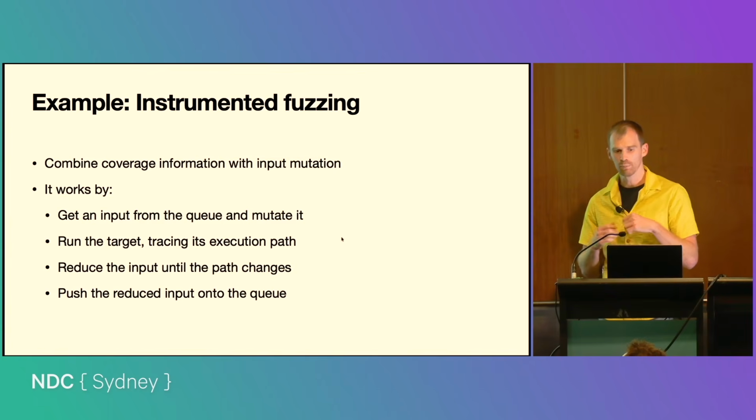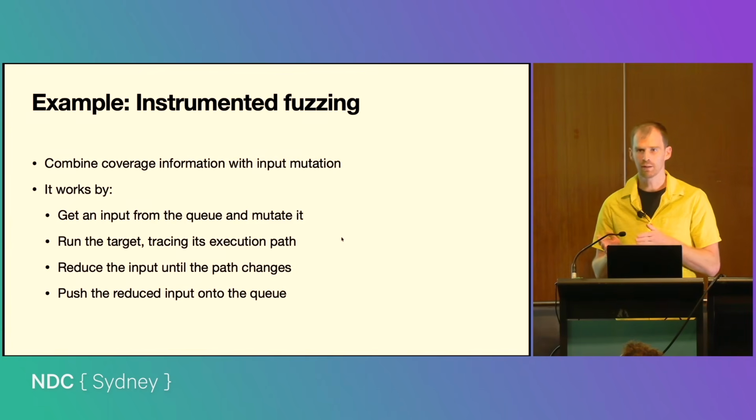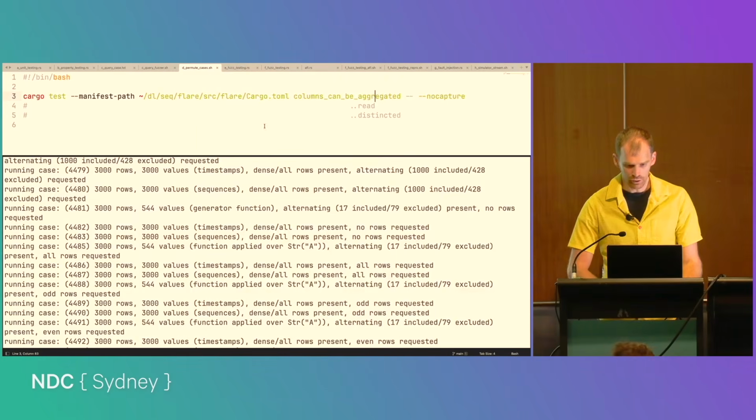And then we push that reduced input onto the queue. Every time we see a new path, we add that input to our corpus, and so then we build up a set of interesting cases. So I'll show you how that looks.